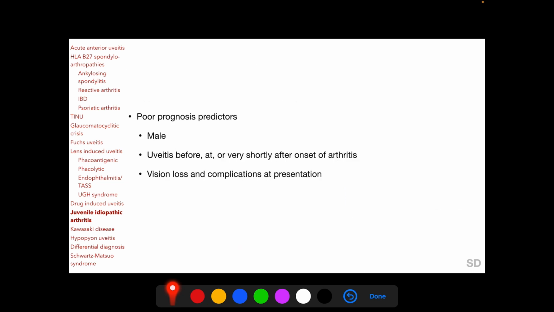The poor prognostic predictors of JIA-associated uveitis include male sex, uveitis occurring before the onset of arthritis, present at the onset of arthritis, or onset of uveitis very shortly after the onset of arthritis, or vision loss and complications are present at presentation of uveitis.